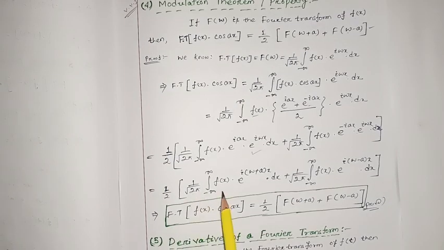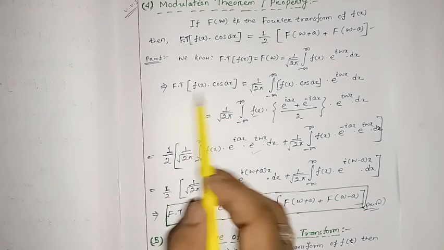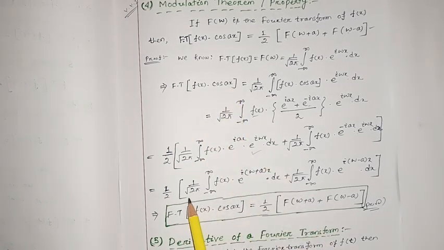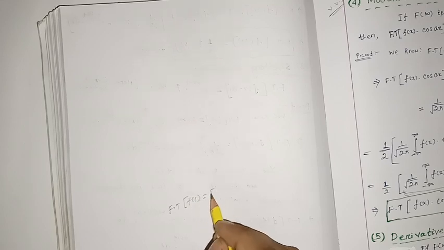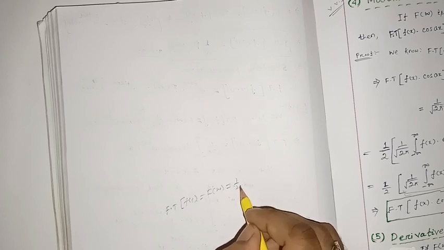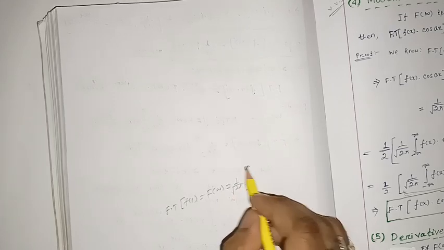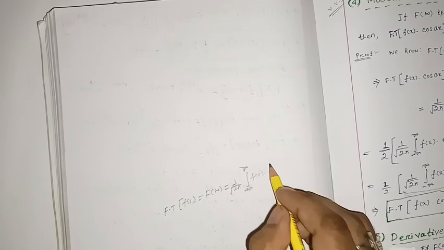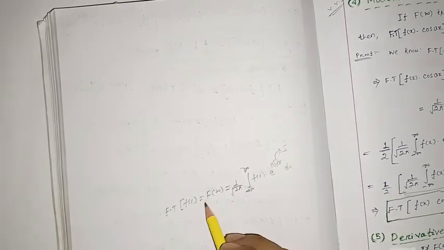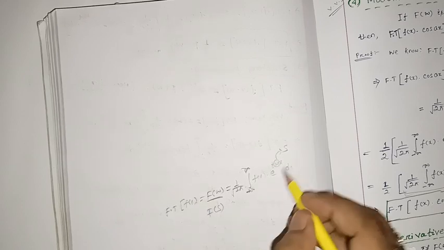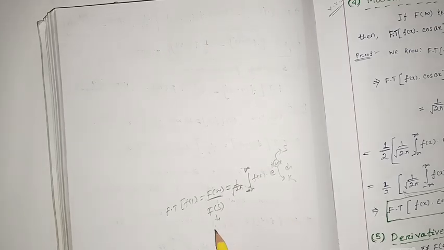So here you can see the Fourier transform of f of x cos ax will be equal to this integral. What can we write? Instead of omega, it is written as omega plus a. Okay, we know that the Fourier transform of a function is written as capital F of omega, which is minus infinity to plus infinity f of x into e to the power I omega x dx. So instead of omega, if s is there, this will be written as F of s. Instead of omega, if k is there, this will be written as capital F of k.